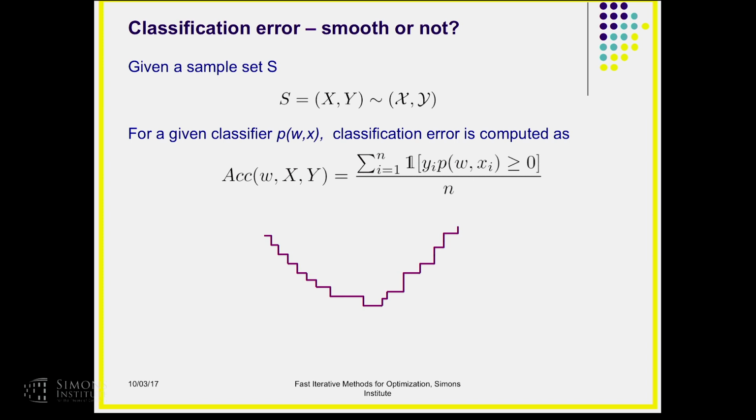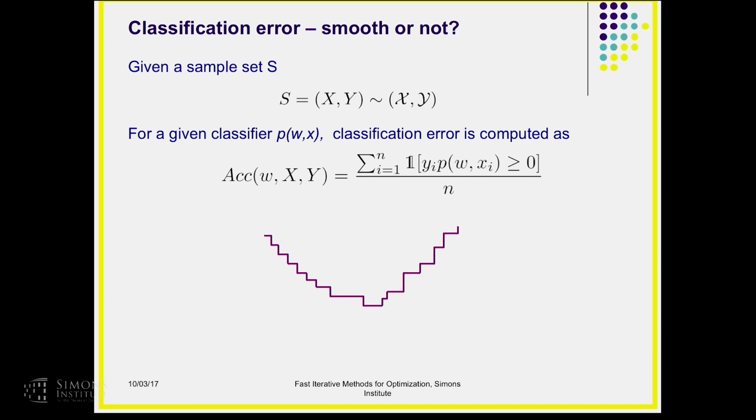But let's go back and look at this function. I'm now going back to optimize accuracy because it's just a little bit easier for me to use notation. So this is my function, right? It's basically the indicator function that my output has the same sign as the label. And then I average them out. And this is accuracy for a given data set for a particular W. OK? So my function would look like this.